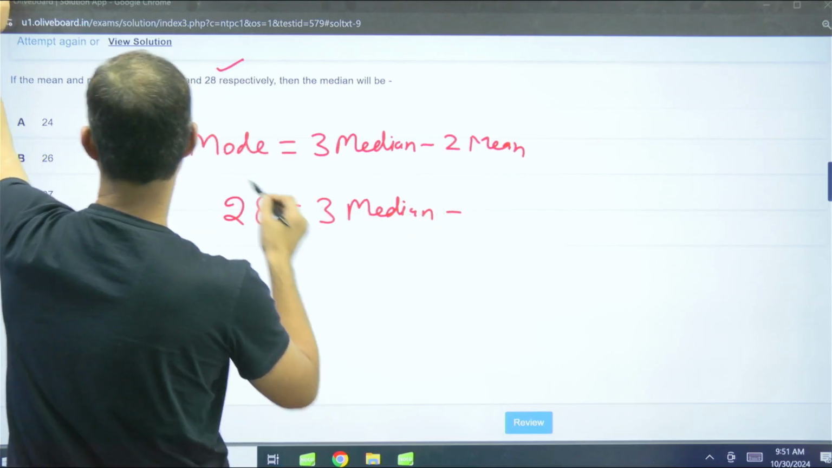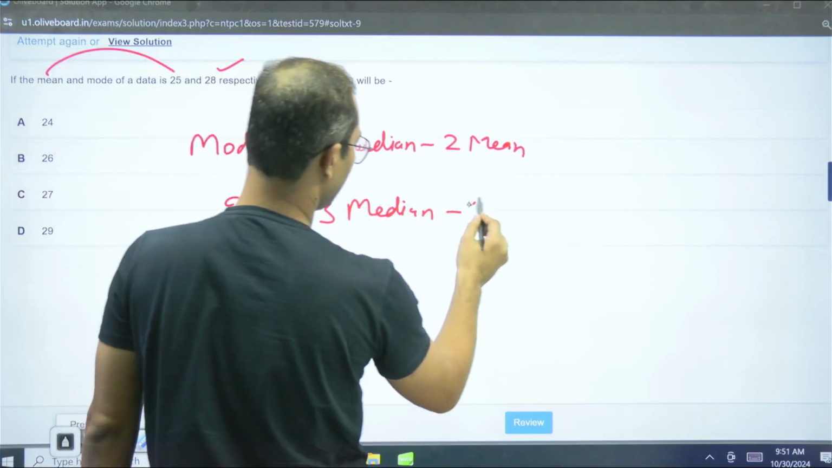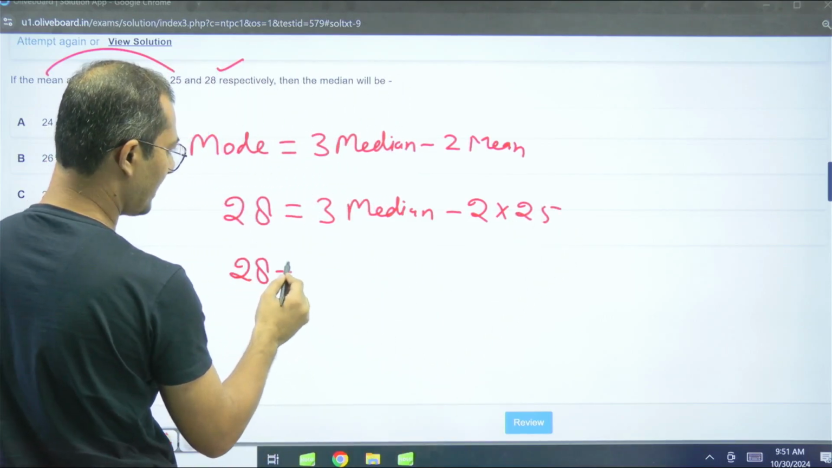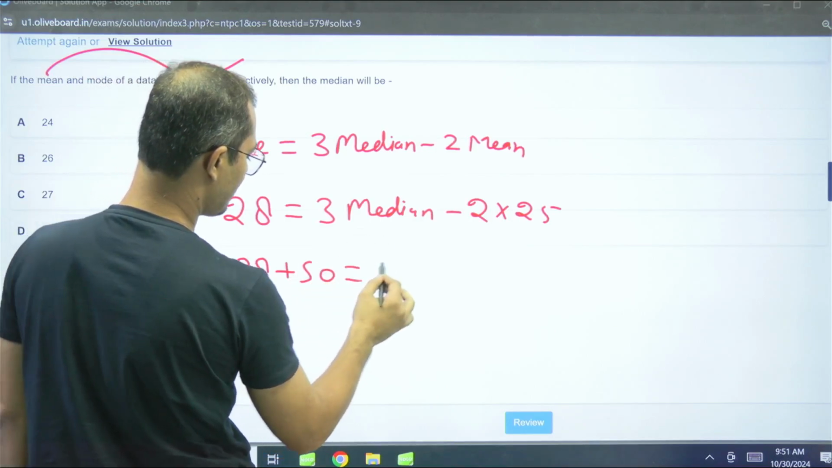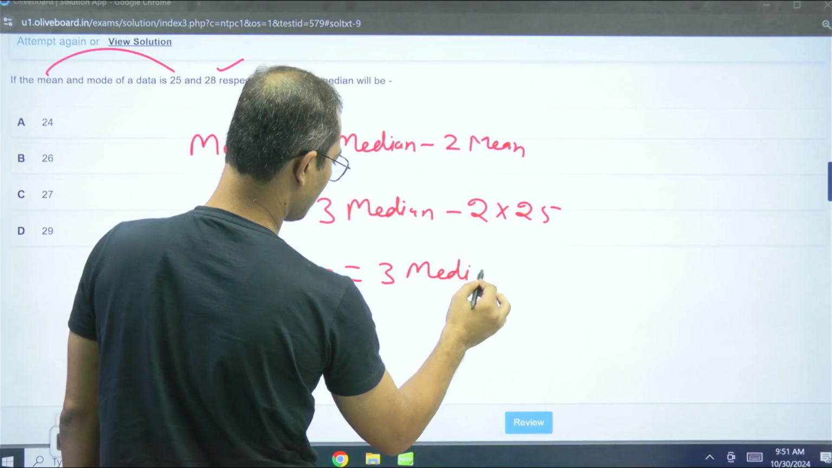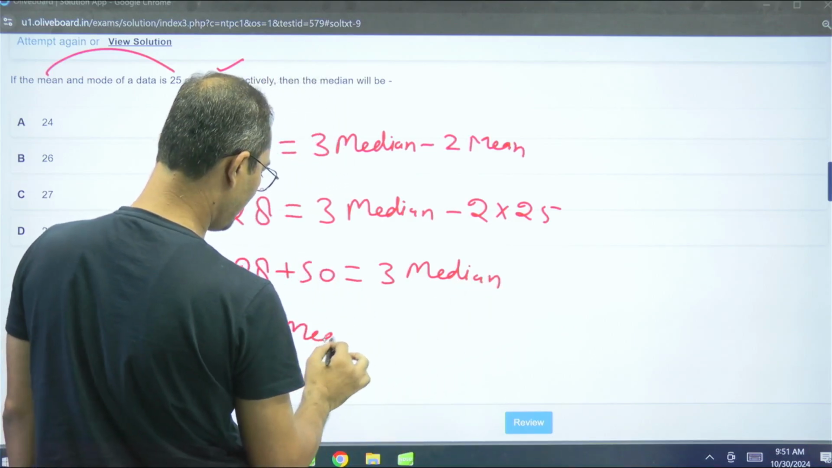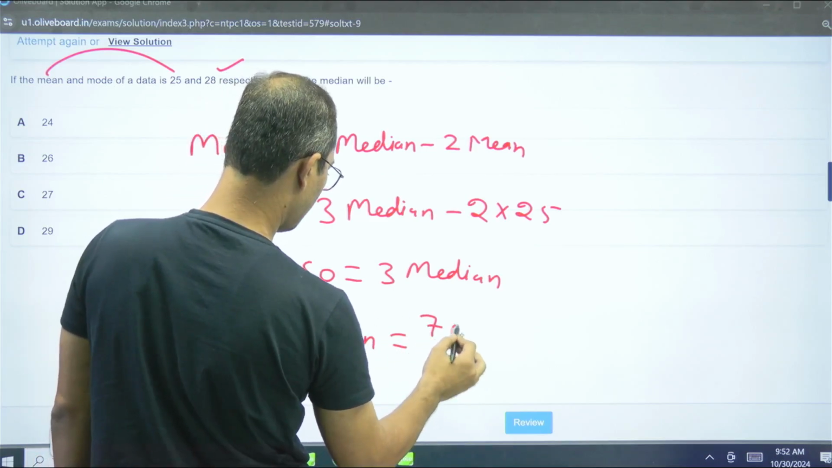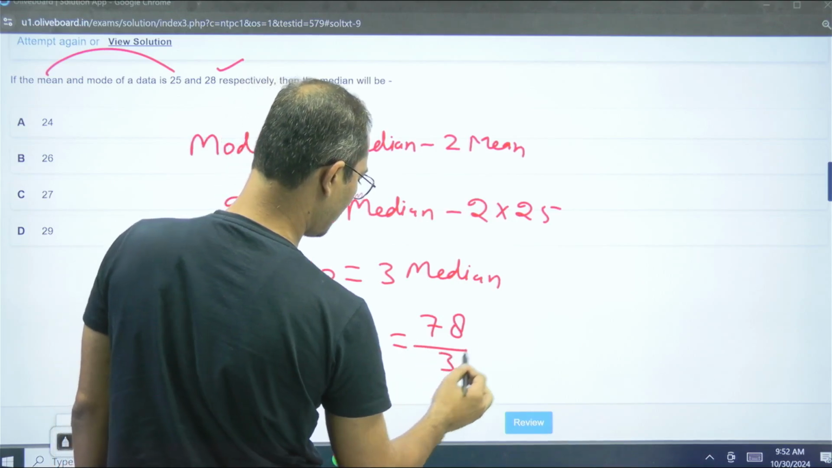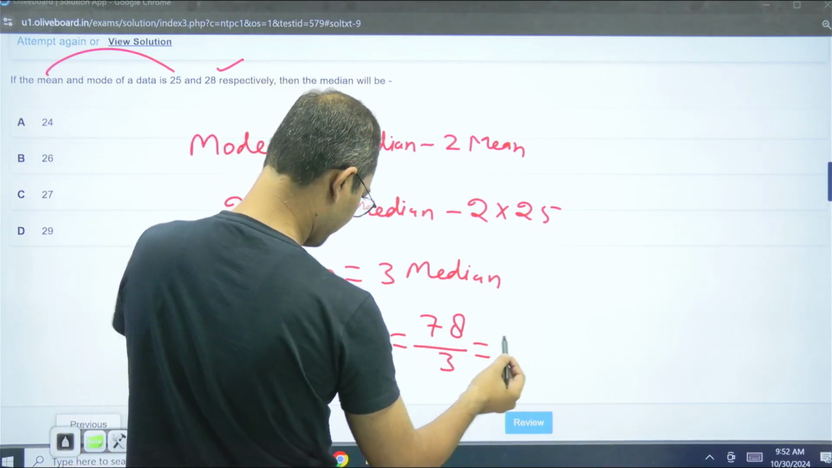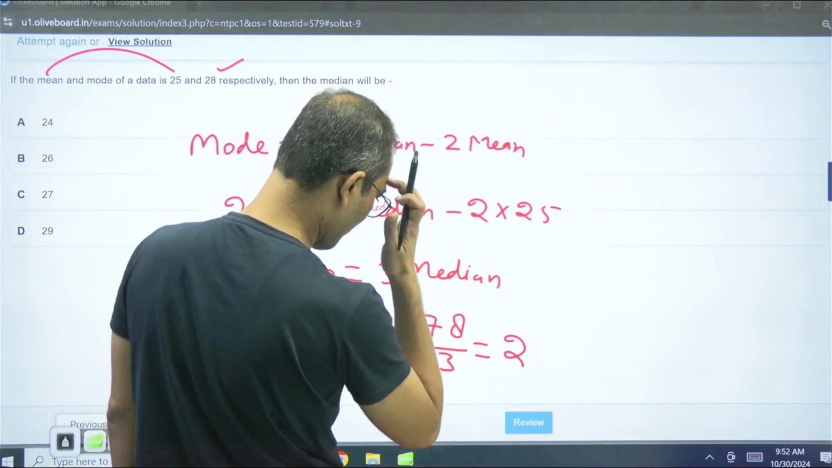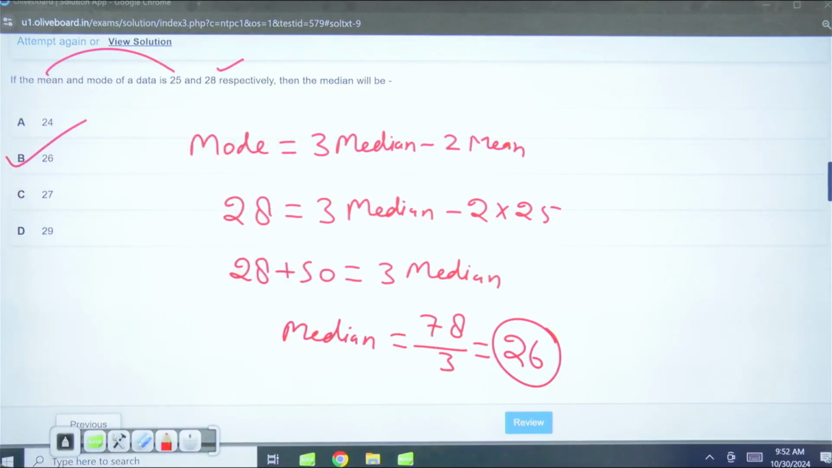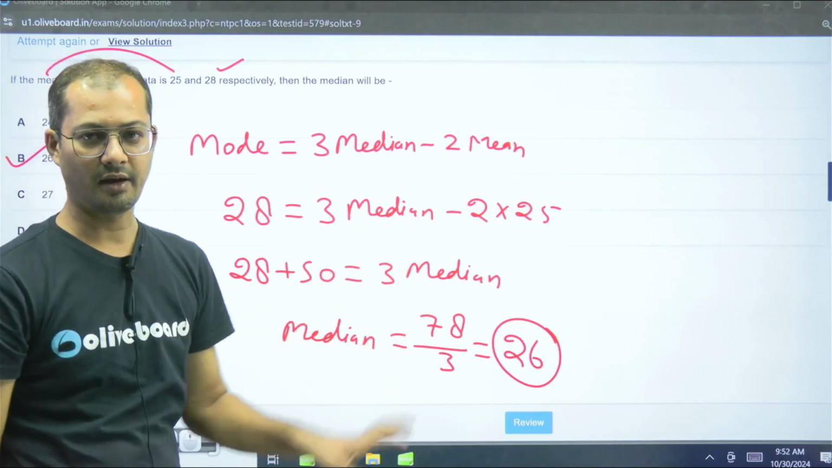And we know that mean is how much? Mean is 25, right? So 2 into 25. So we can say that 28 plus 50 is equal to 3 median, right? So the median is equal to 78 divided by 3, right? So 26 is the right answer. B part is the right answer.